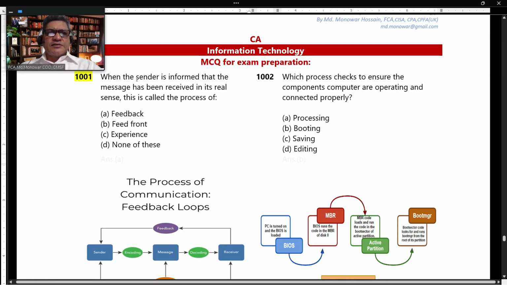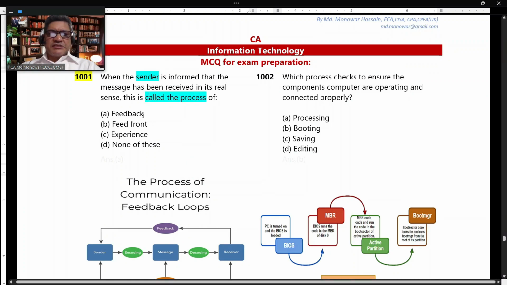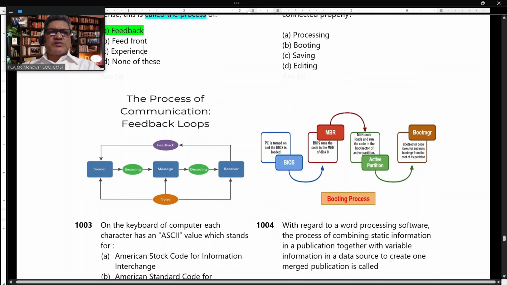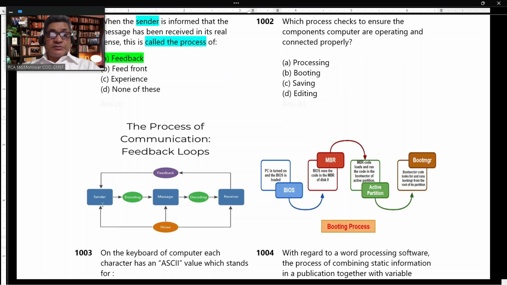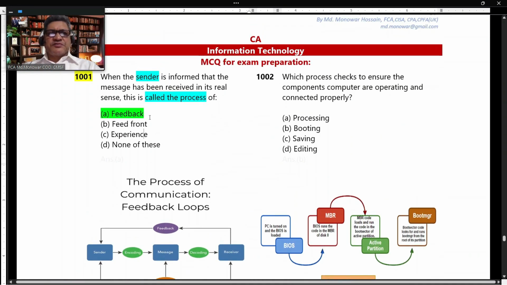When the sender is informed that the message has been received in its real sense, this is called the process of feedback. Look here, this is the process of communication feedback loop. Here the sender sends his or her message through encoding, and after decoding it is received by the receiver, and when the receiver informs the sender, it's called feedback. So here the answer is feedback.